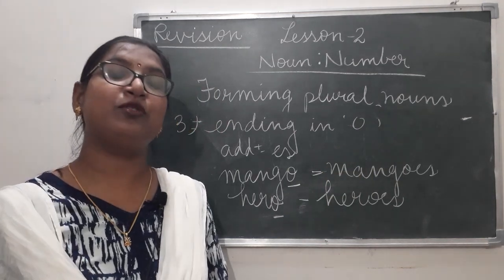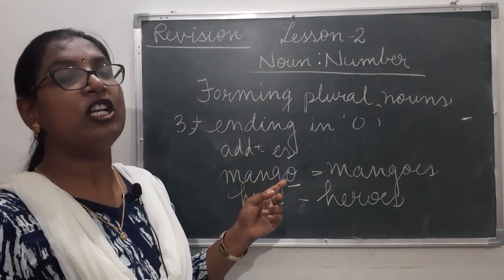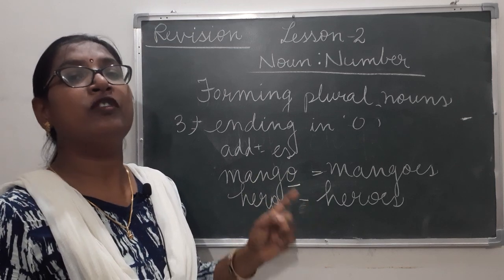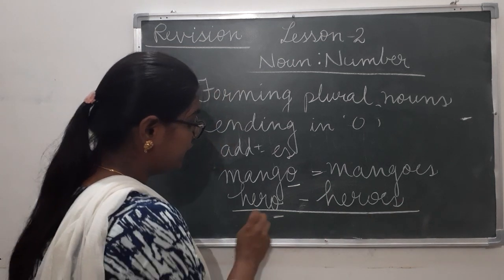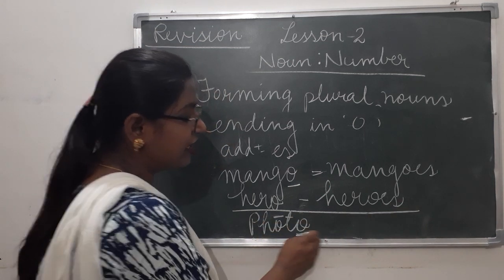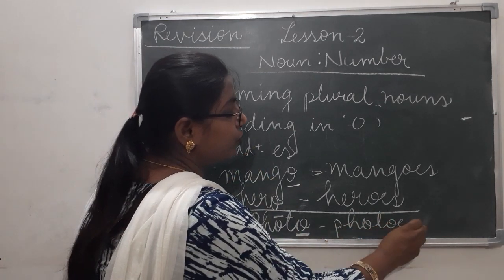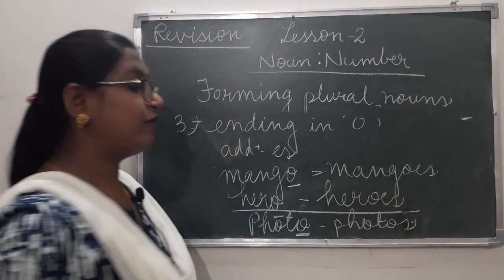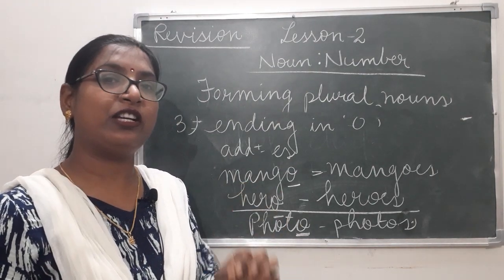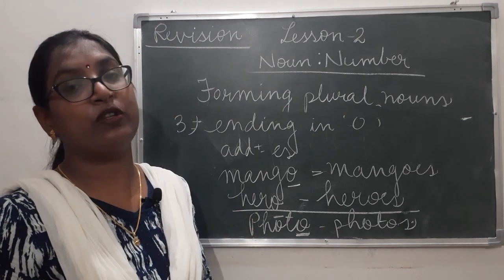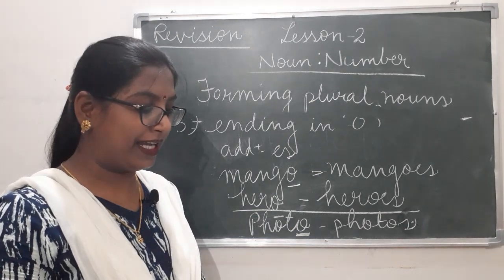But again, there is an exemption for some of the words. We do not follow this rule which we have studied right now. Some of the words, though they are ending with O, we just add S with them to make them plural. For example, the word photo. It is ending with O, but we do not add ES with it. We add only S. Photos. Likewise, we make it a plural noun. Piano. Pianos. Though piano is ending with O, we add only S with it to make it plural. So, these kind of words we need to memorize.